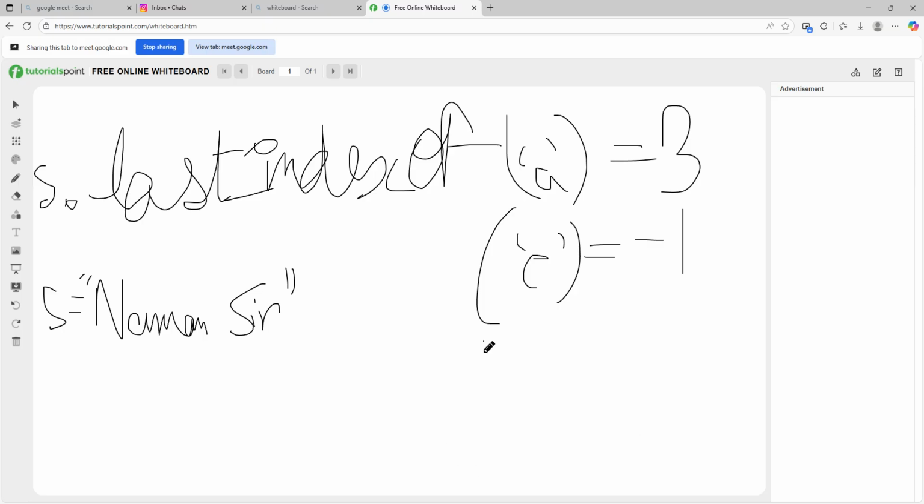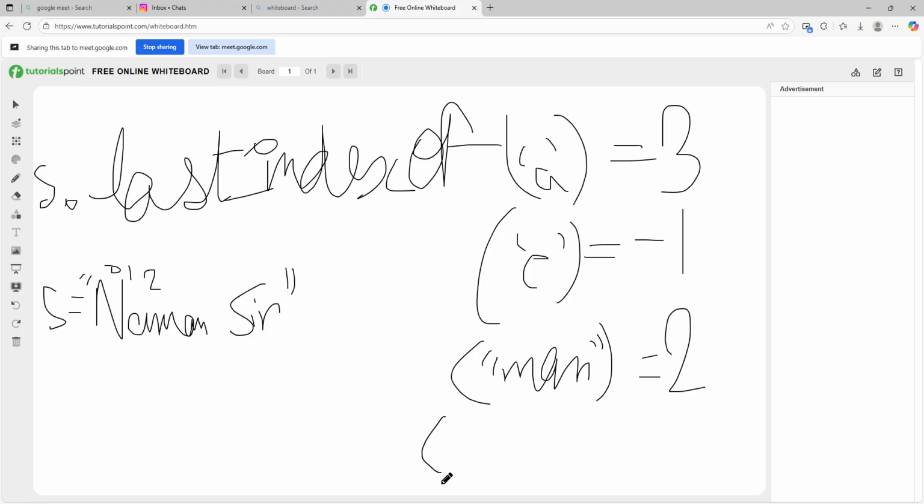So let's say I put MAN. It will start from the back and find MAN, but it will still give the index position of the first letter, that is 0, 1, 2. So it will give 2. Similarly, index of and last index of for this MAN will always give 2.